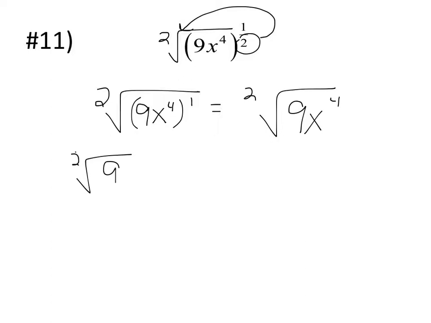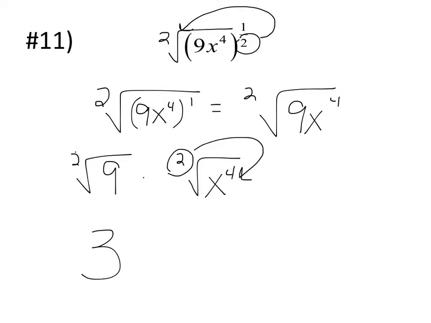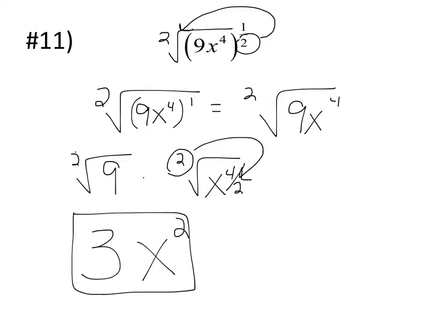So we have the square root of 9 times the square root of x to the 4th. We know the square root of 9 is 3. And then this time we're actually going to swing the index back around and make it our denominator. And this is going to become x squared. So your answer is 3x squared.